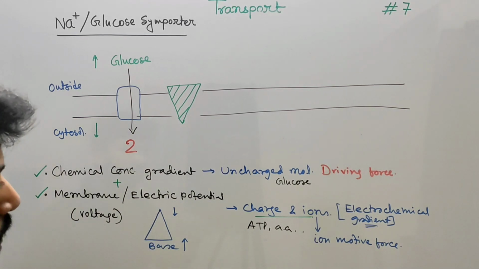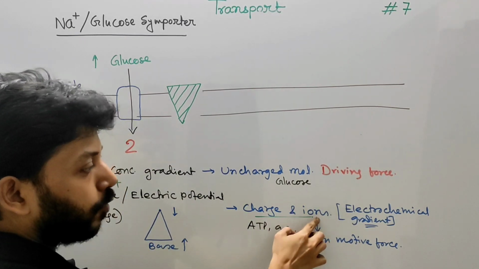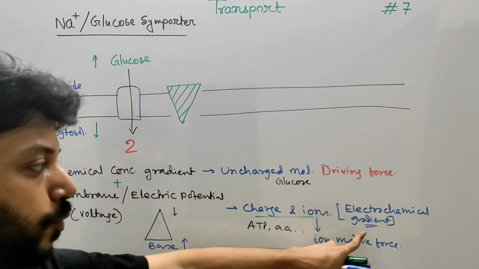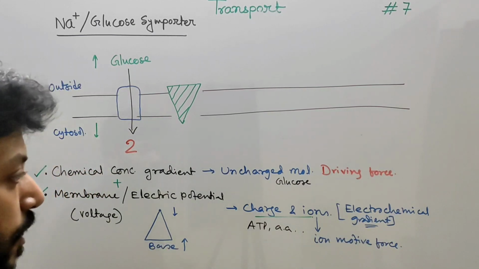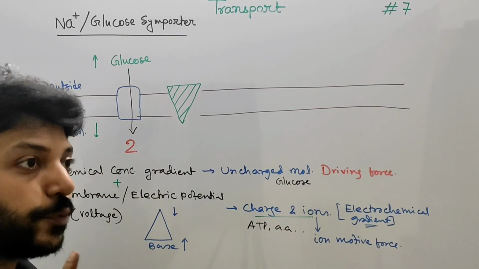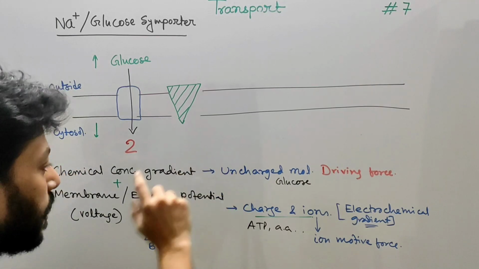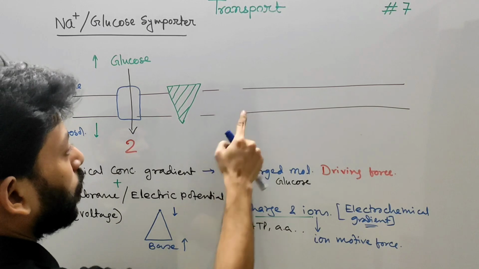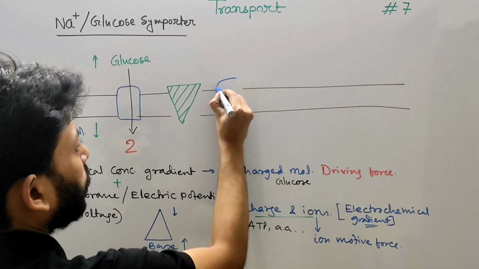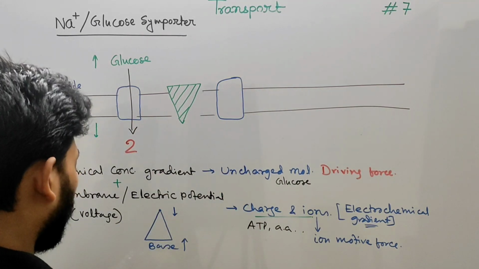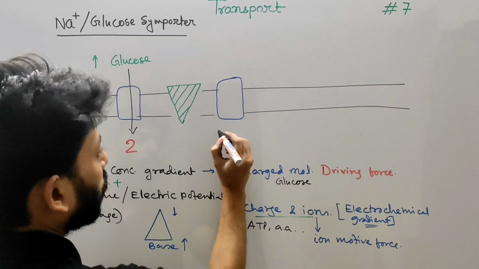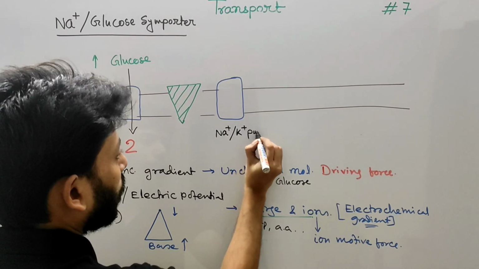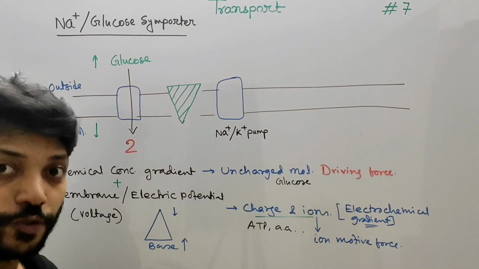Now, let's take an example of ions, then we will understand both this chemical concentration gradient and membrane electric potential together we call electrochemical gradient. But before that, we have to understand two other proteins that create this membrane or electric potential. The first protein here is called the sodium potassium pump. This is an example of an ATP driven pump.